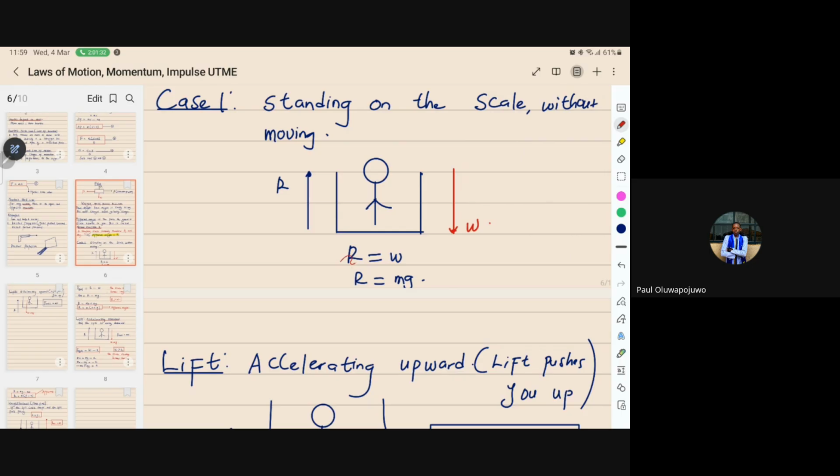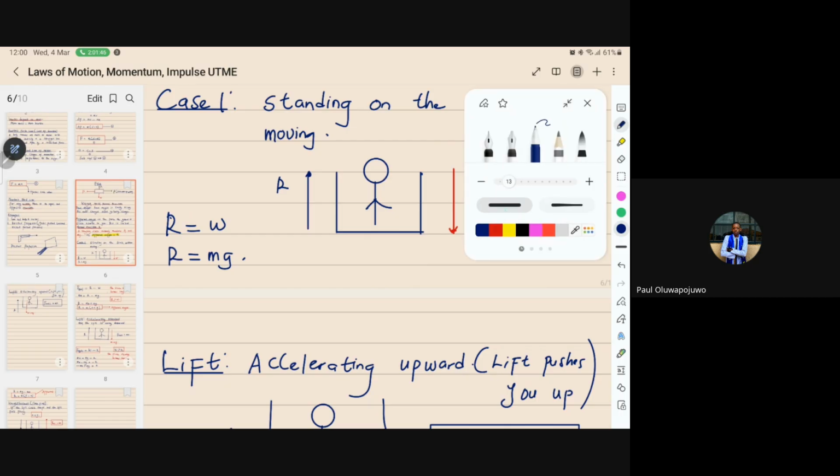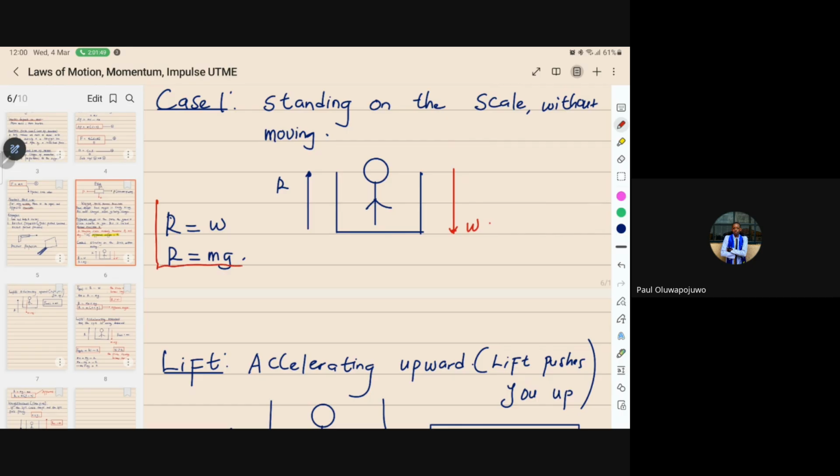All right, so this is case one where you are not moving, just standing on it. So let's write it here so you can always make use of this note. So R is equal to W, R equals mg, right? And why is it so? You are not moving, no acceleration. So here, no movement. And what happens here? F net is equal to 0. So this is your case 2.